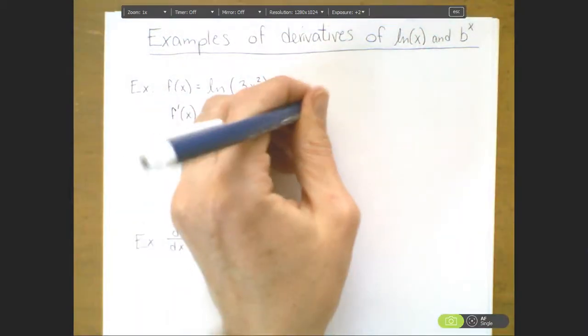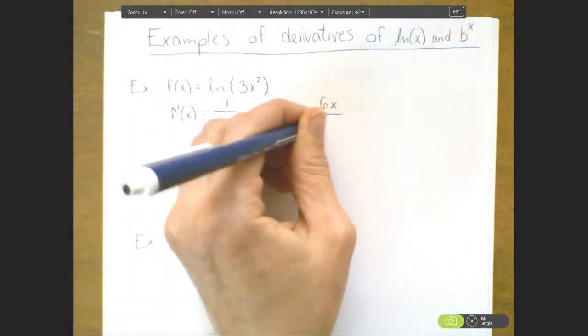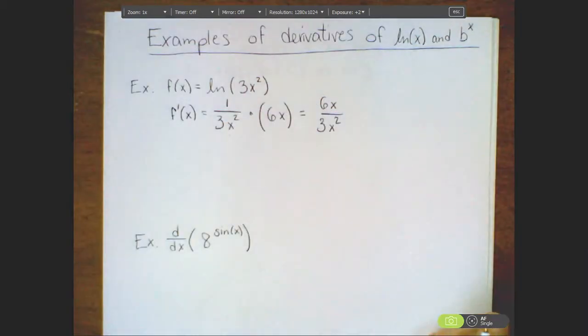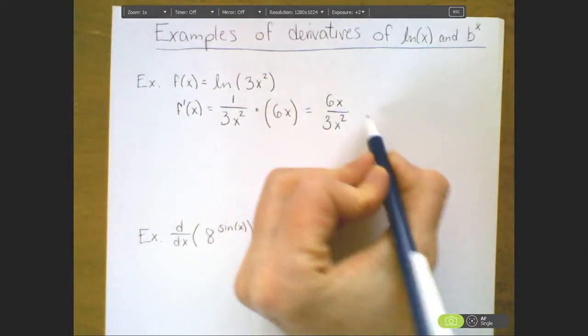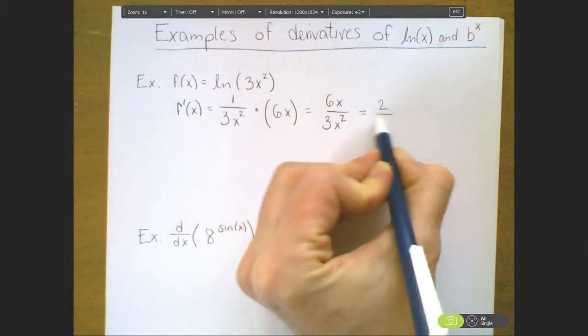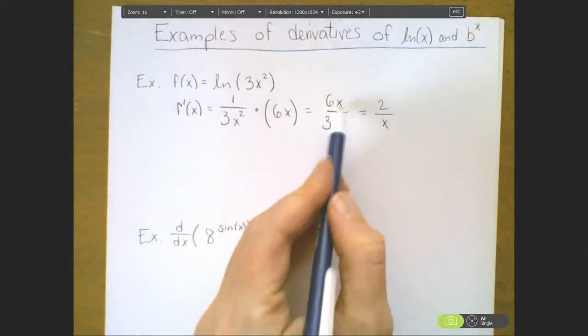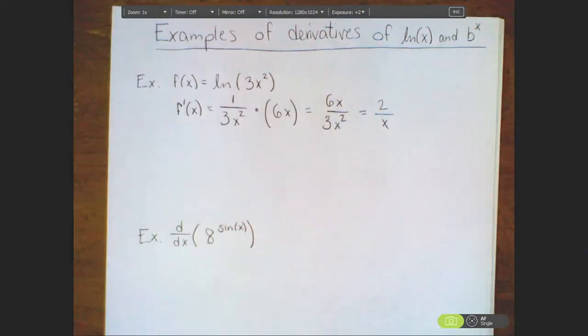So this becomes 6x in the numerator and 3x squared in the denominator. And I can simplify, and I end up with 2 over x, right? Because one of the x's cancels, and 6 divided by 3 is 2 in the numerator.